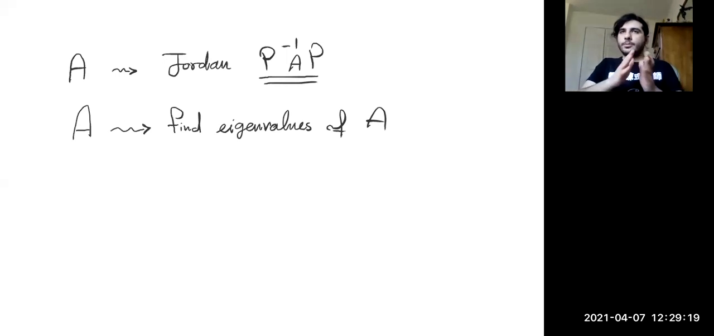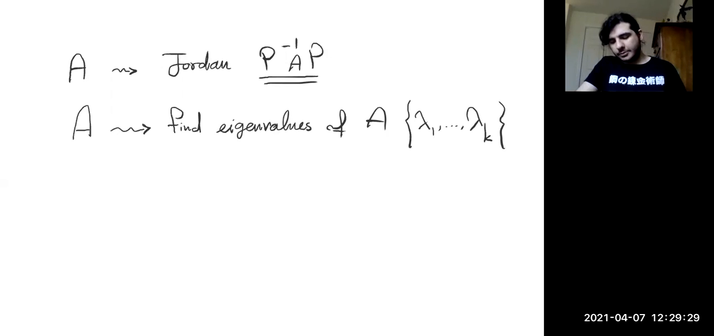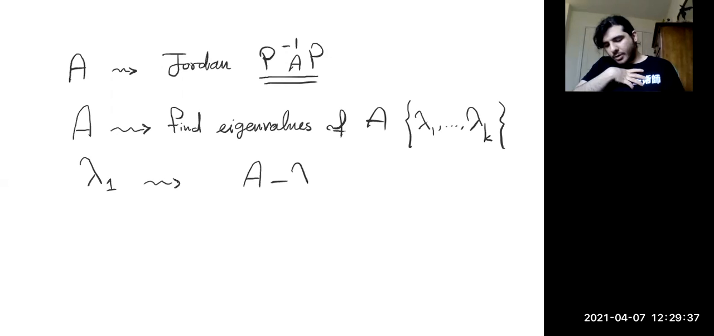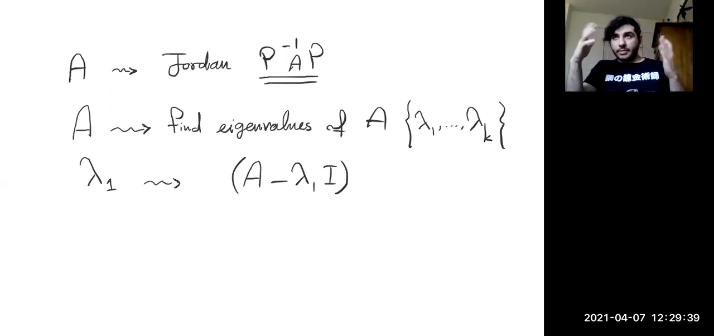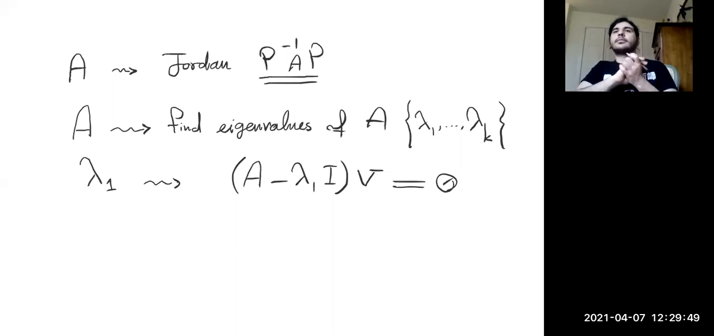Okay, so we should do this process for each eigenvalue. So let's say there are lambda 1 up to lambda k. I should repeat this process for each eigenvalue. So I would start with lambda 1, right? I can form this matrix A minus lambda 1 times I. I would get some matrix. Now let's look for the eigenvectors corresponding to that eigenvalue. In other words, let's look at this equation. Okay, this is an equation for a vector V. V here is a vector.